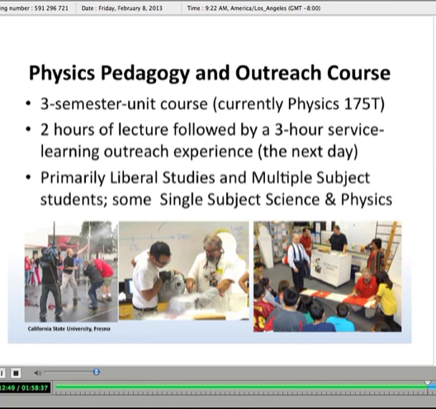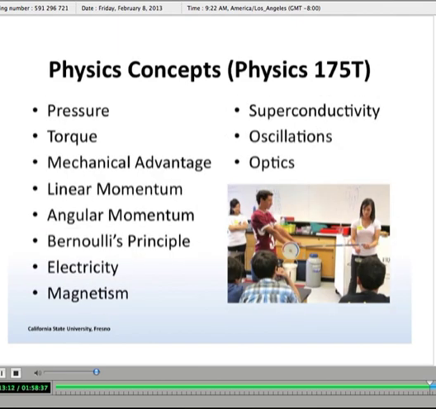And we think that it's really important for our future elementary school teachers to experience all levels, middle school and high school. And we also like to incorporate some engineering students and physics students in the class. And we find that this is really beneficial to the liberal studies students. And on the next page, you see some physics concepts that are covered.